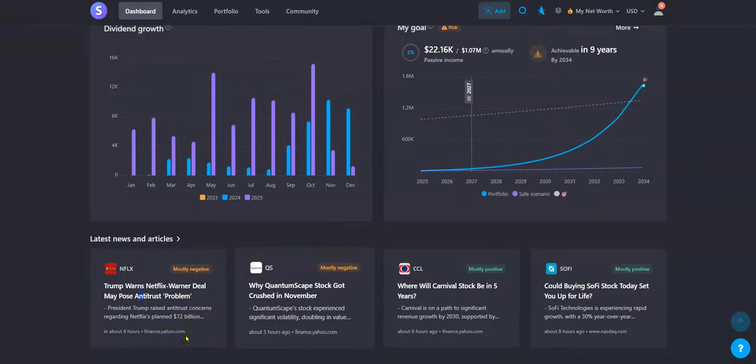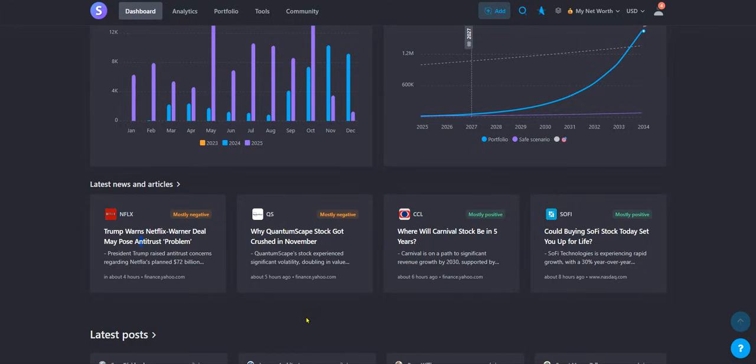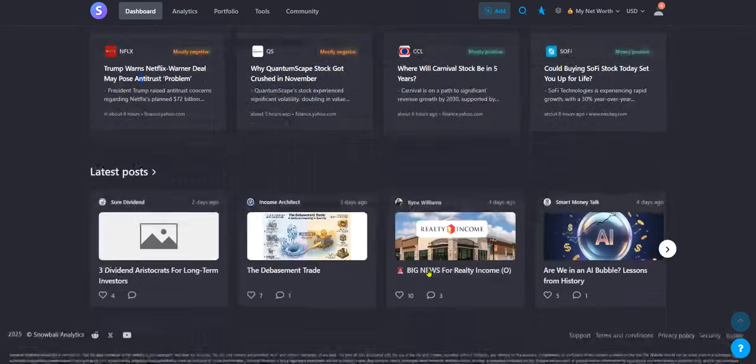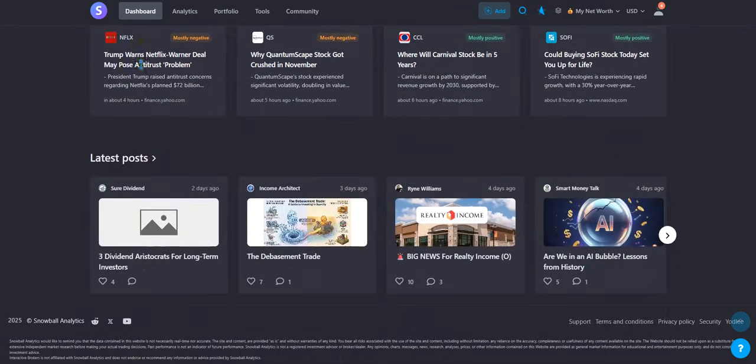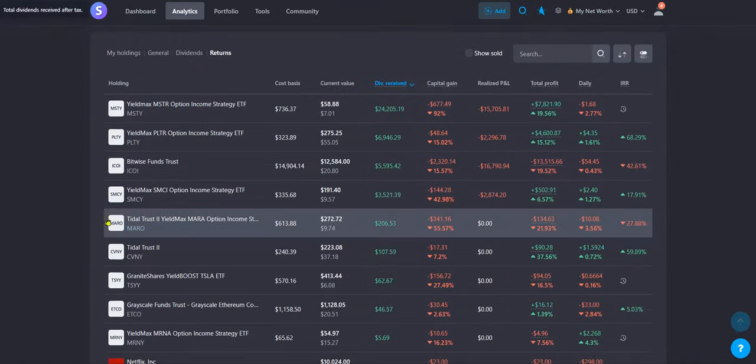All right, so other news, we got QuantumScape stock got crushed in November. What was it? Carnival stock to be in 5 years. Hood, buying SoFi stock today sets you up for life. Okay, all right, so let's get here.